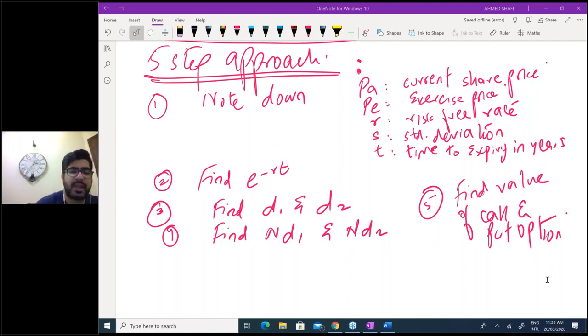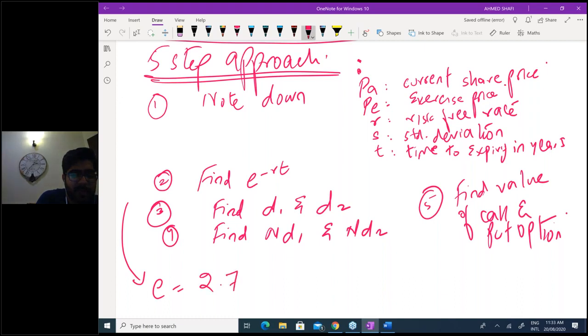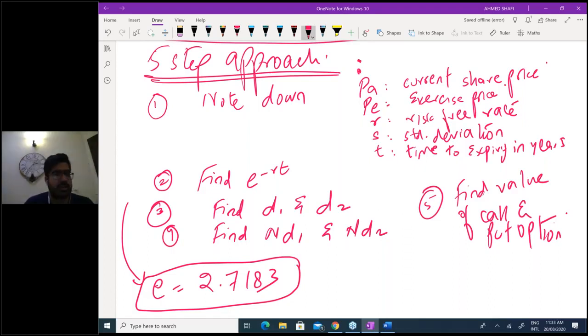Second step, find exponential value minus RT. So R is the risk-free rate, T is the time to expiry, that's in power. E is the exponential value, and this exponential value always carries a mathematical figure of 2.7183. You can just apply and find the exponential value on the calculator. It carries a constant value, 2.7183.